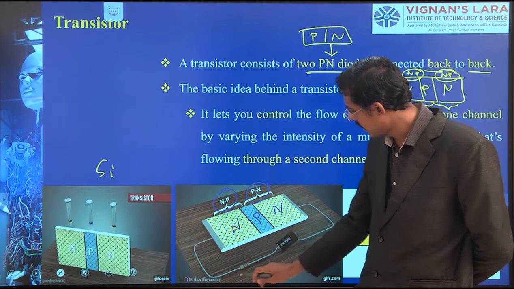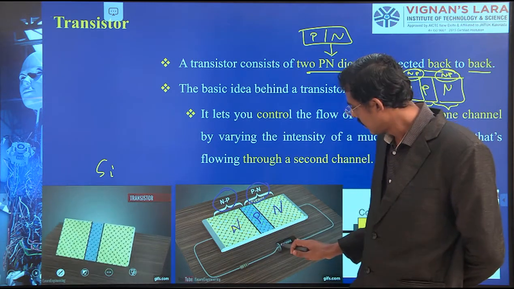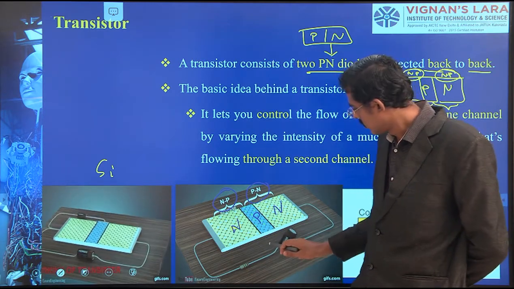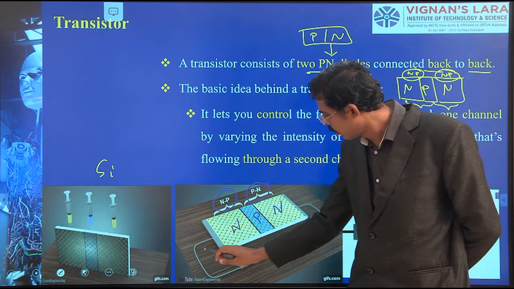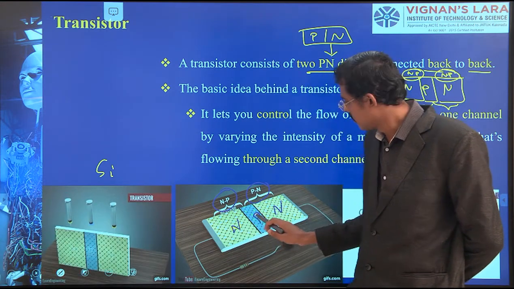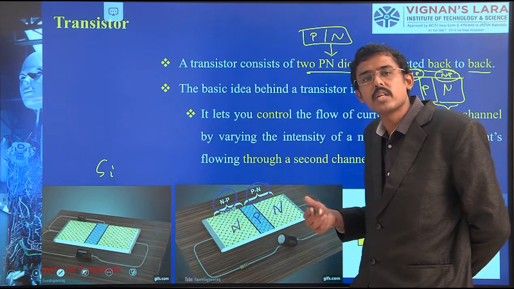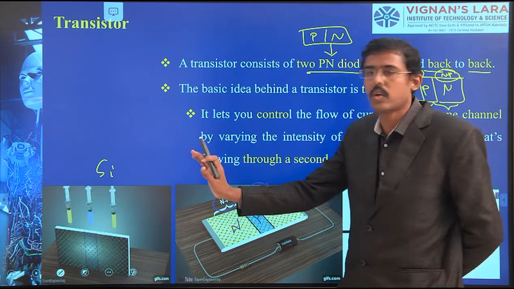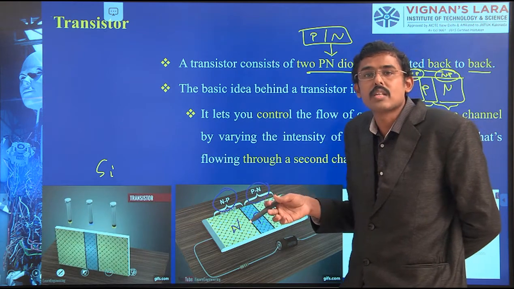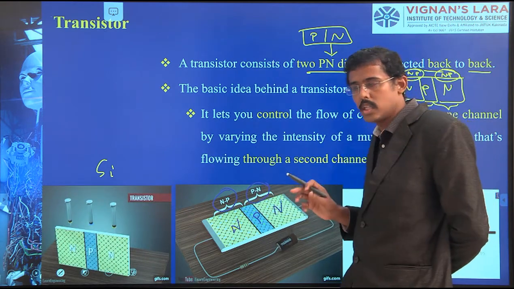When the supply has been given here in forward bias, the flow of current takes place. On the opposite side it should pull. That is what we have seen in the PN junctions also. We should give a potential greater than 0.7 volt. If it is there, it pushes and comes out.